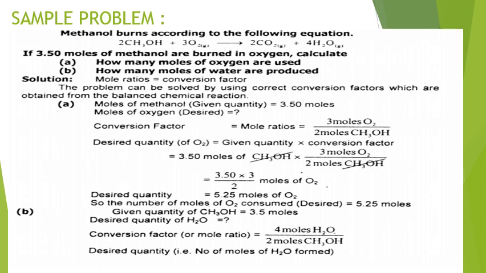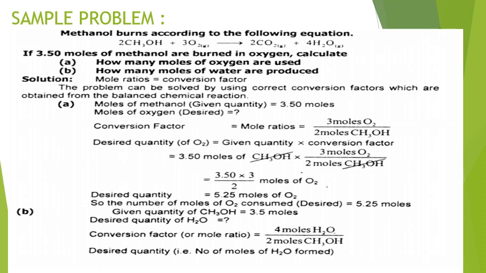This sample problem is given in your book and we are going to discuss it to get what the use of mole ratios is in stoichiometric calculation. Here an equation is given. Methanol burns according to the equation. Methanol is CH3OH, it is an alcohol. According to this equation, 2 moles of methanol react with 3 moles of oxygen to produce 2 moles of carbon dioxide and 4 moles of water. Now this is what we have come to know from the equation. Now if 3.50 moles of methanol are burned in oxygen, then we have to calculate.